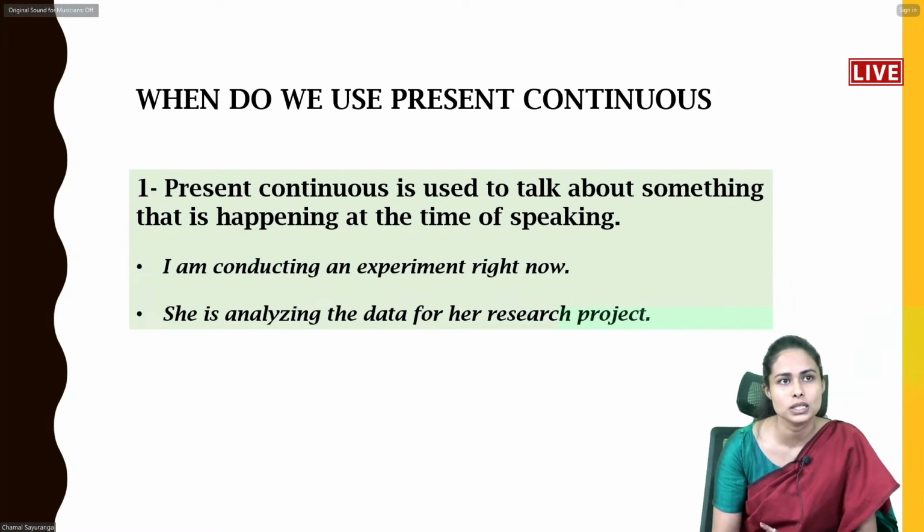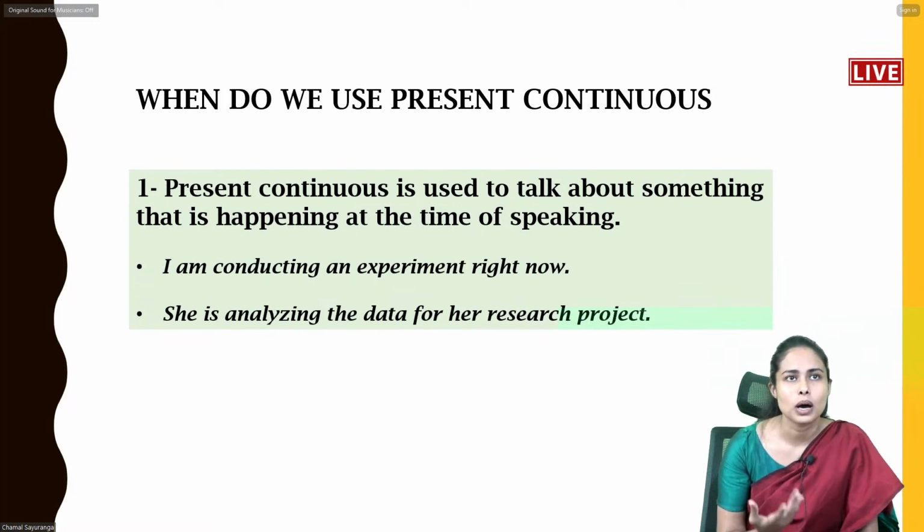First usage is to talk about something that is happening right now, the things that are happening right now. Now can you tell me examples about the things that are happening right now in your area, or the things that you are doing? If I ask the question, what are you doing right now? Can you tell me some example sentences using present continuous? We are studying through Zoom now. Okay, good. We are studying via Zoom now.